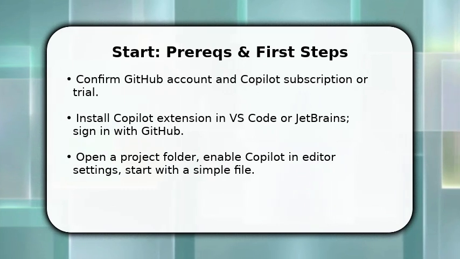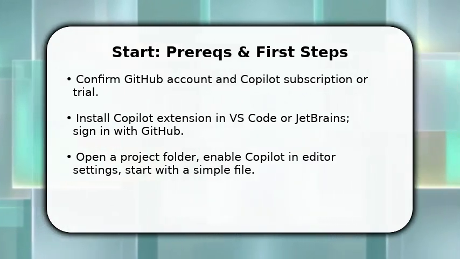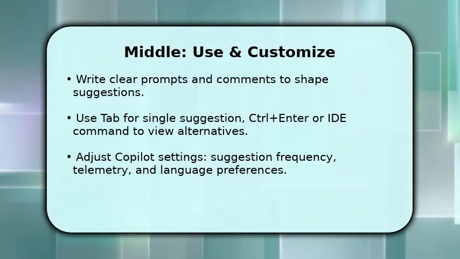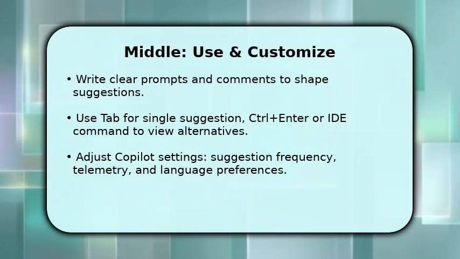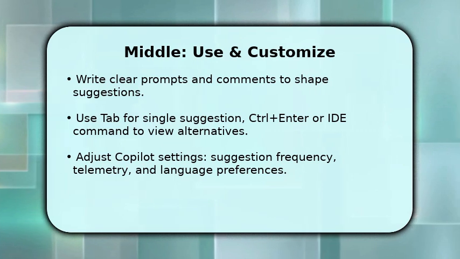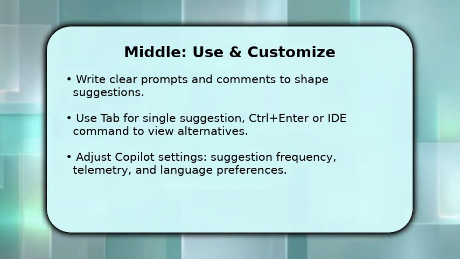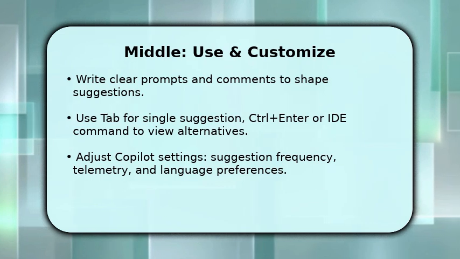Make sure to set your preferred language mode so Copilot suggests context-aware code. You'll get better results when you guide Copilot with short prompts and descriptive comments above functions. For example, write a one-line docstring and start the function. Copilot will propose implementations. Once suggestions appear, accept with tab or request more options using the inline command. Iterate until the code matches your intent.